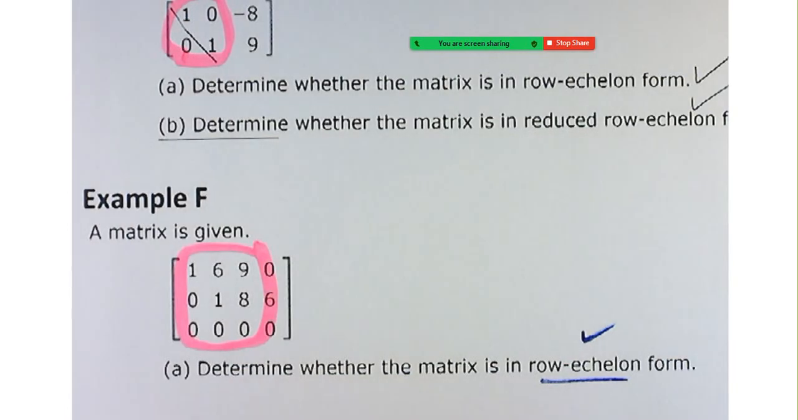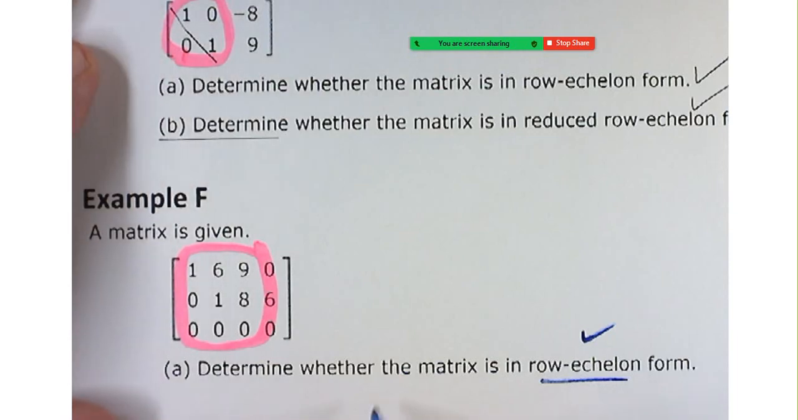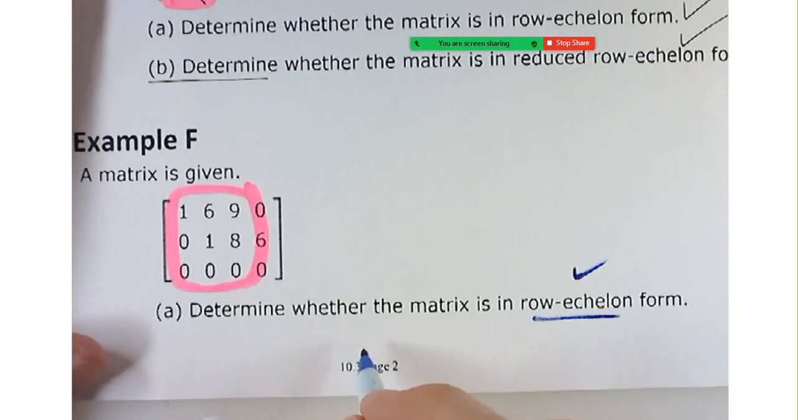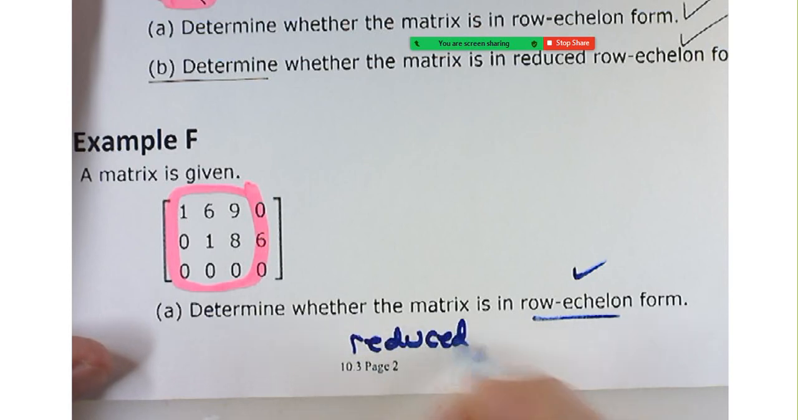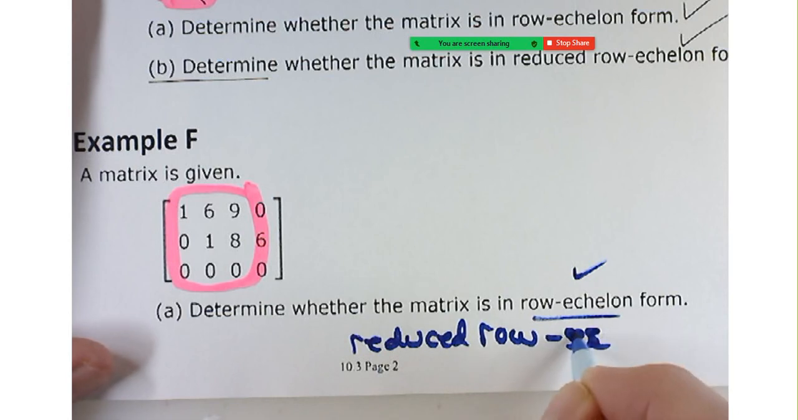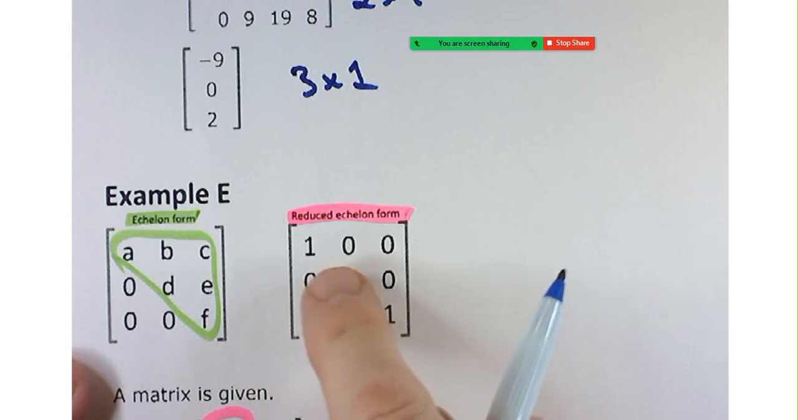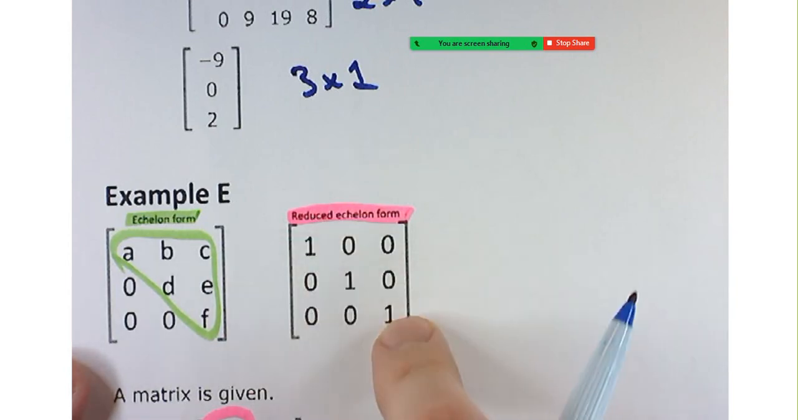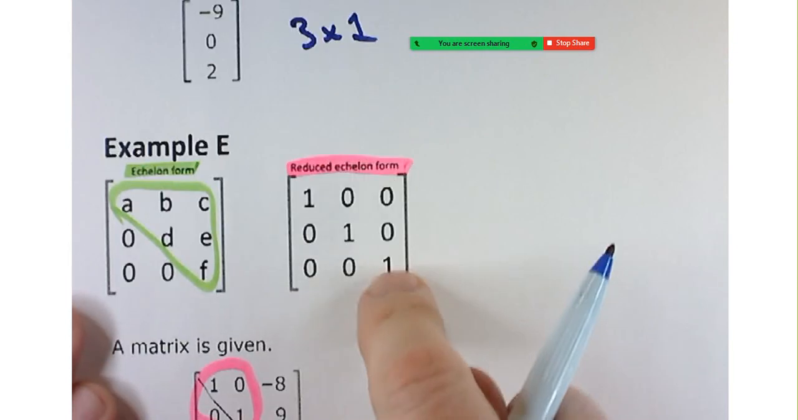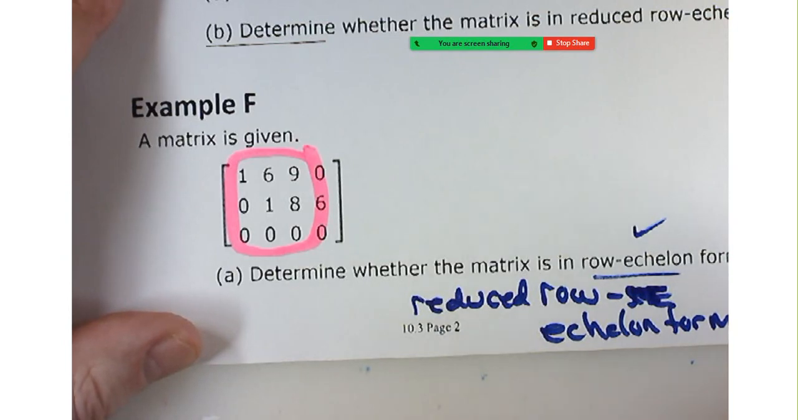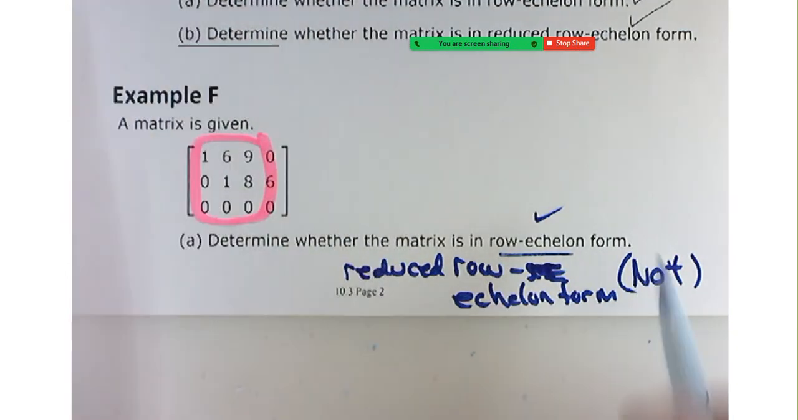Now, is it in reduced row echelon form? So to follow that up, is it in reduced row echelon form? Well, if it was in reduced row echelon form, then you couldn't have anything other than ones on the main diagonal and zeros off of it. But because there's no 1 here, it's not in reduced row echelon form. But it is in row echelon form. So that's nice.